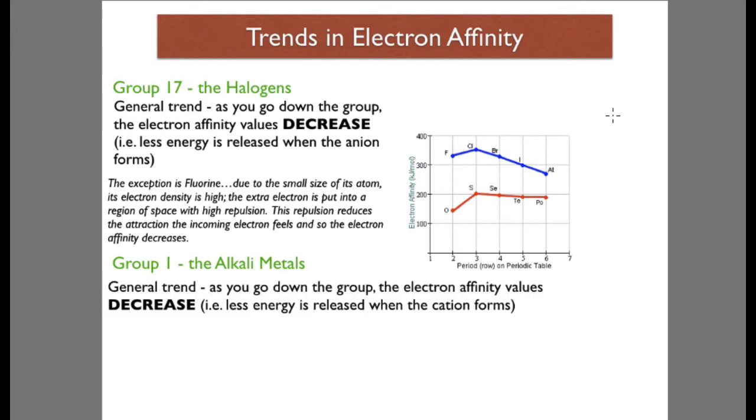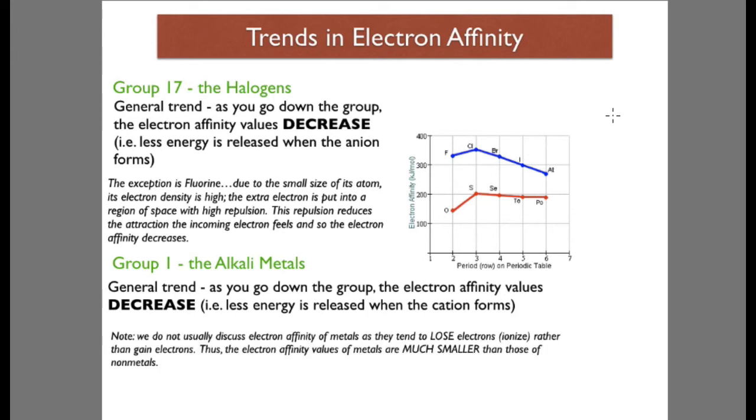Group 1, the alkali metals. Again, a general trend. As you go down the group, the electron affinity values decrease. Less energy is released when cations form. Do note that we don't usually discuss electron affinity of metals, as they tend to lose electrons, ionize, rather than gain electrons. Thus, the electron affinity values of metals are much smaller than those of non-metals.